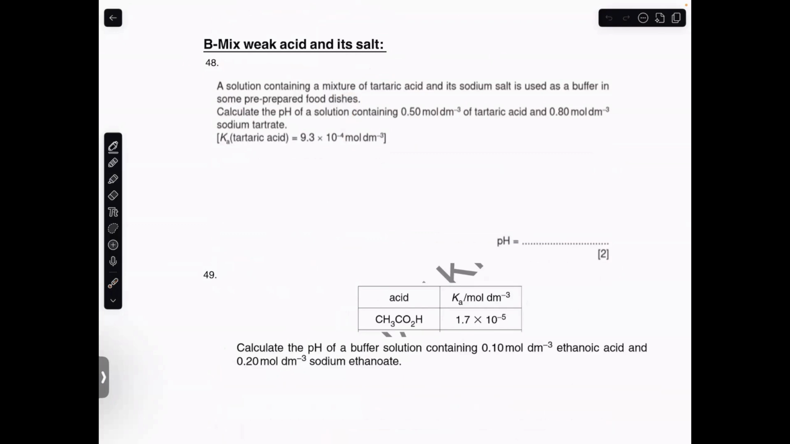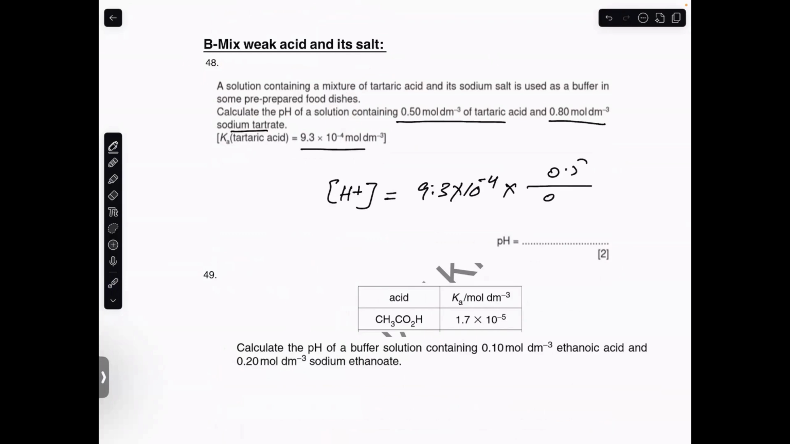And this is like, you can see, you know the concentration of tartaric acid, you know the concentration of sodium tartrate, you know the K value. So what is H plus? Ka into what? Weak acid over salt. You get H plus. And then what is the pH? Take the negative log of the H plus, you get the pH. But we are going to do some questions so that you people understand that buffer is a very interesting topic, a very easy topic of chemistry.